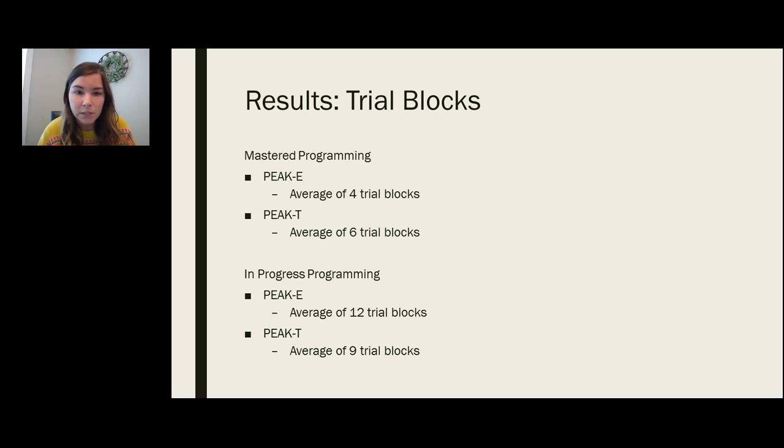The difference between these two, I think, could be due to a few things. It could be due to challenging behaviors that we were starting to see during treatment, and it could also be due to the fact that the programs were getting more difficult for her, and so we started to see the trial blocks get a little longer, and she wasn't mastering at baseline anymore.